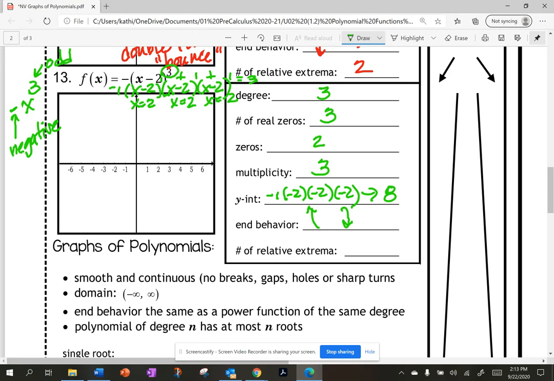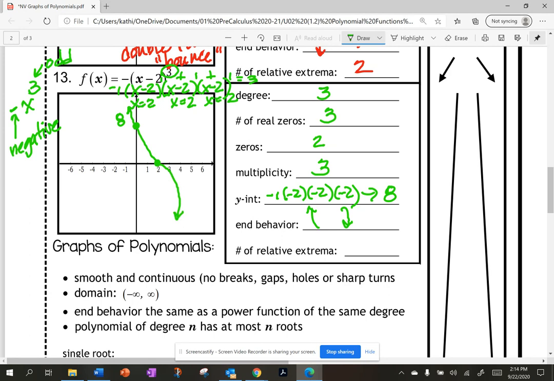Okay, so let's put our zeros in. So our zeros are at x equals 2. We said our y-intercept is at 8. So I'm going to draw in 8 up here. I'm going to draw in my end behavior. So I know I begin at positive infinity. So I know I have to keep going this way. And I am ending at negative infinity.